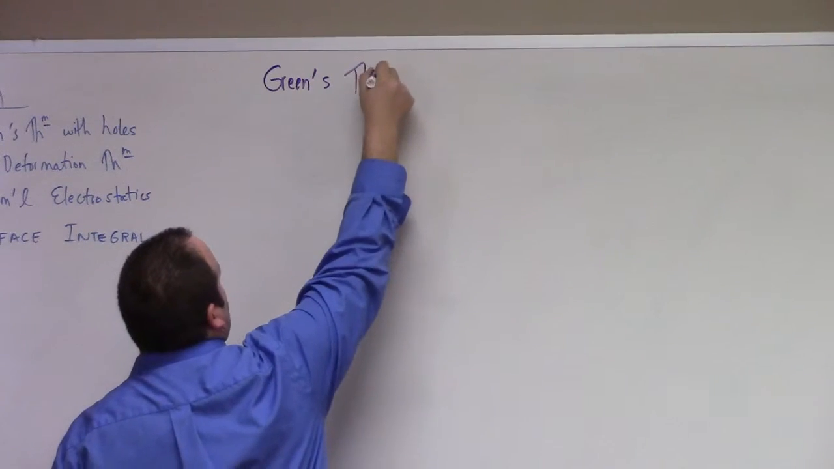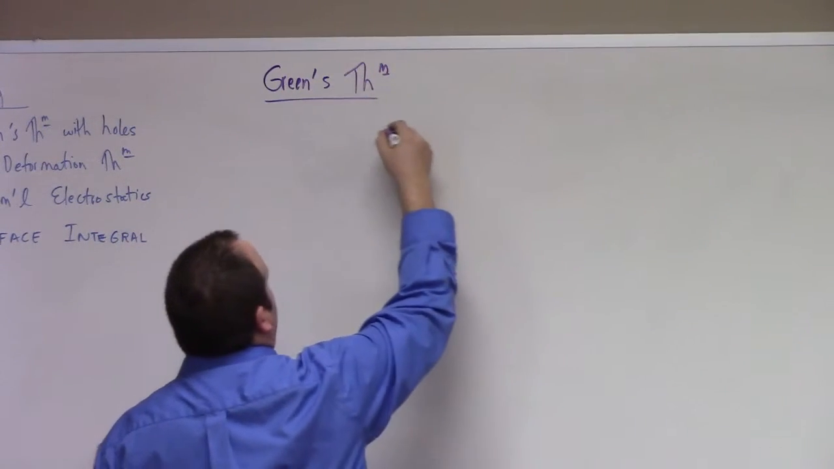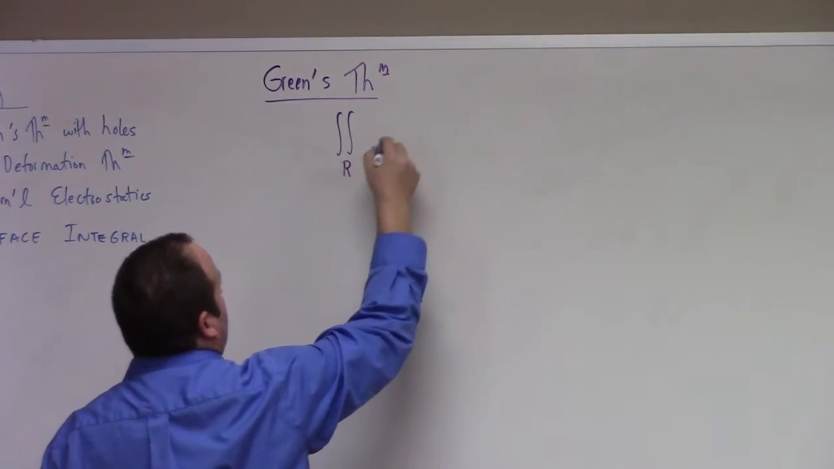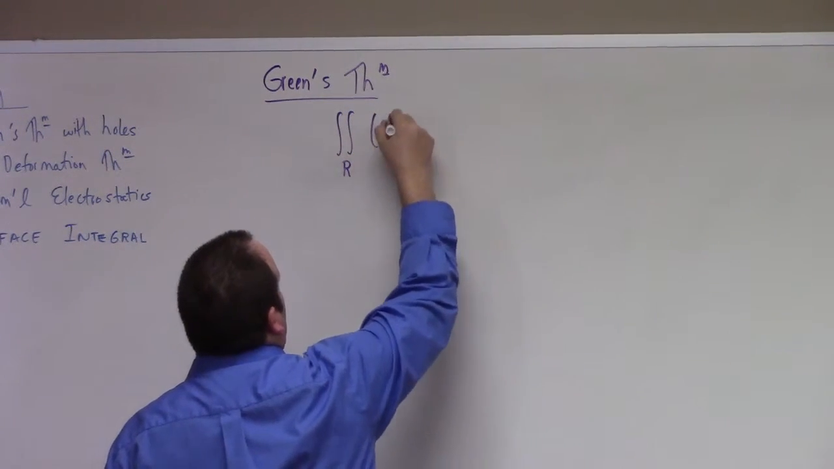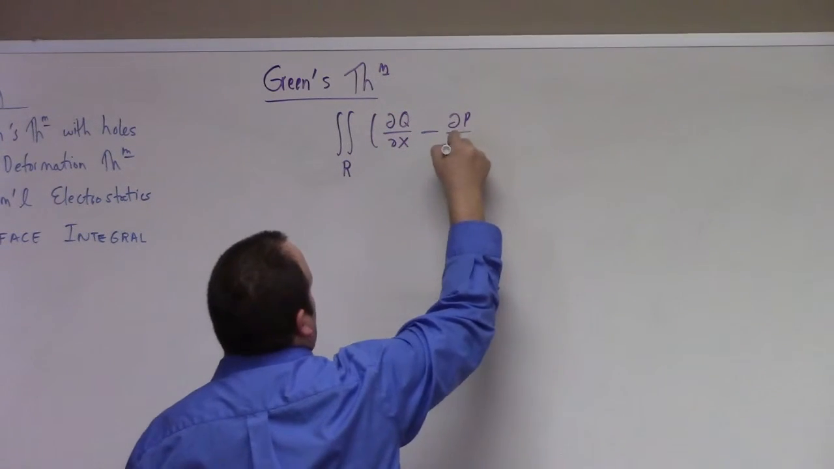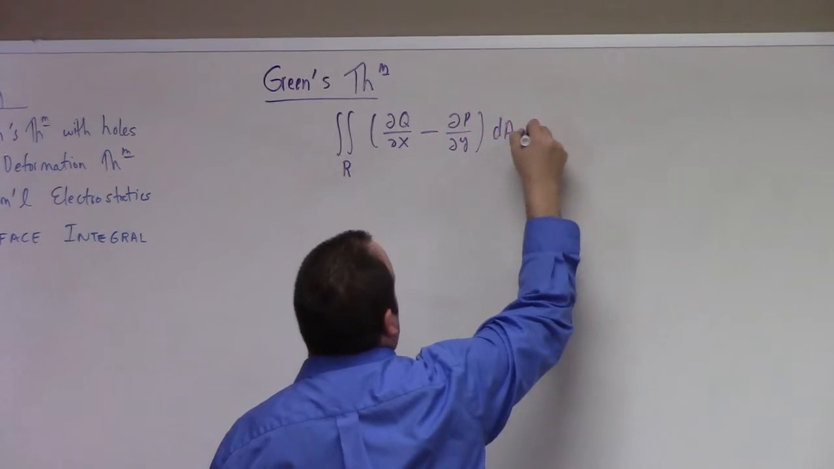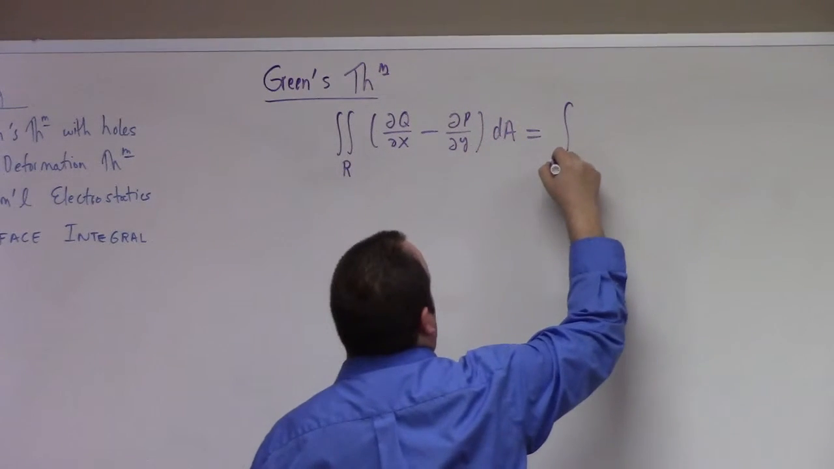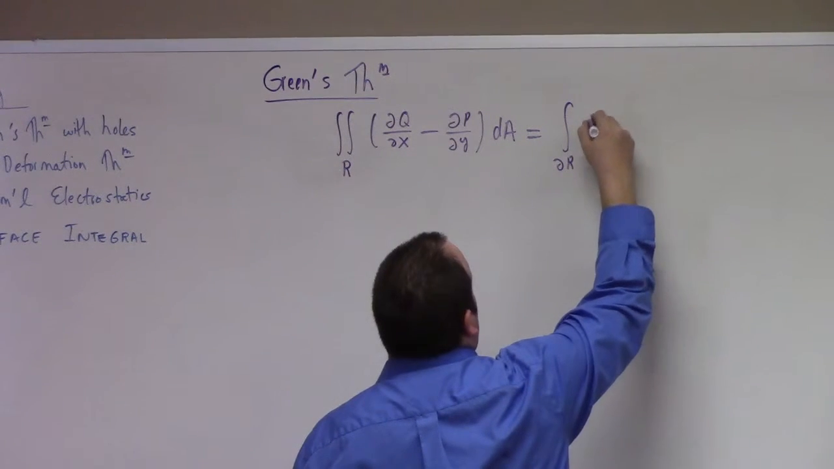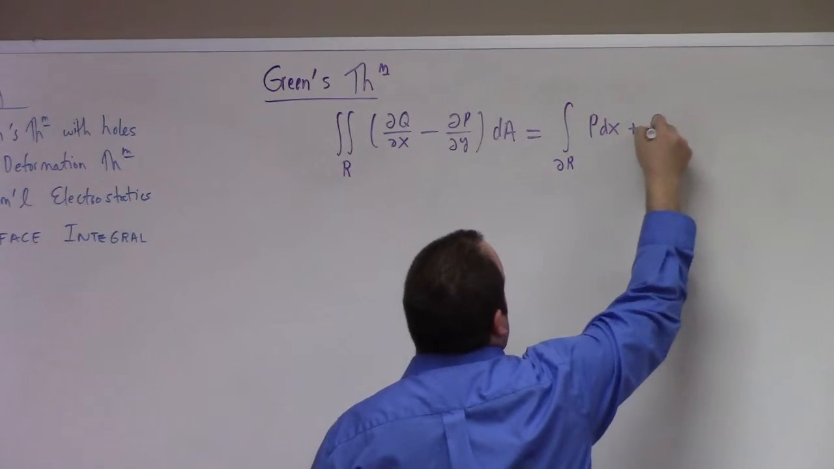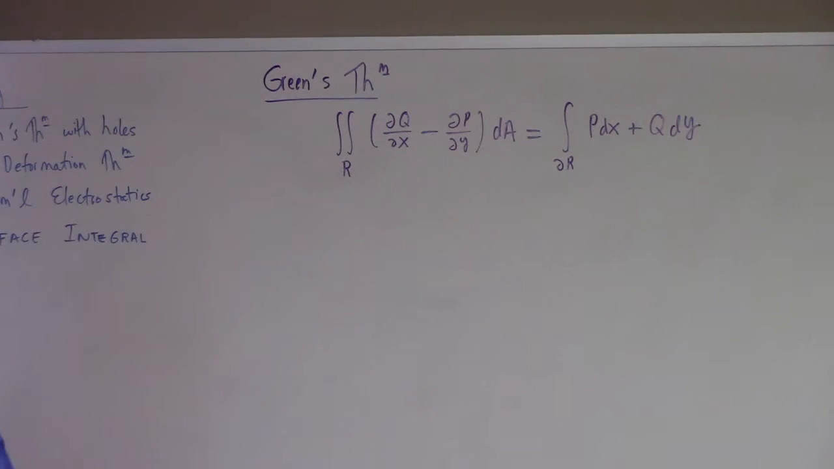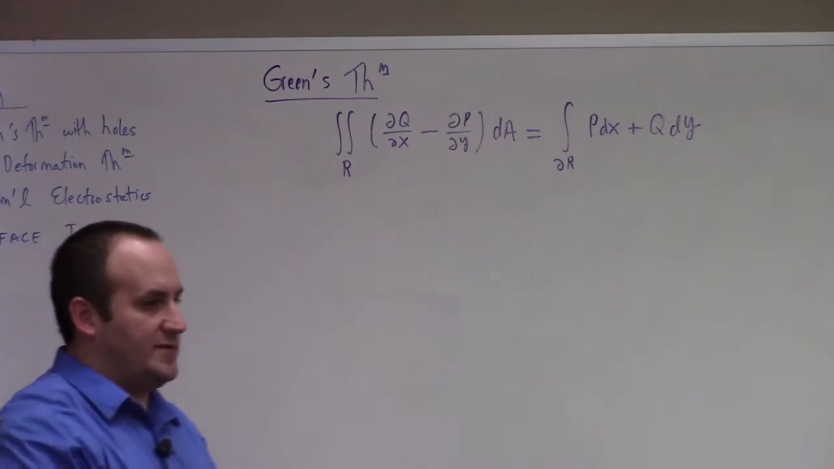So let's remember what Green's theorem said. It said that the double integral over some region R of partial q, partial x minus partial p, partial y dA was equal to the integral around the boundary of the region, counterclockwise oriented, of p dx plus q dy. Now we called this the curl form of Green's theorem last time.